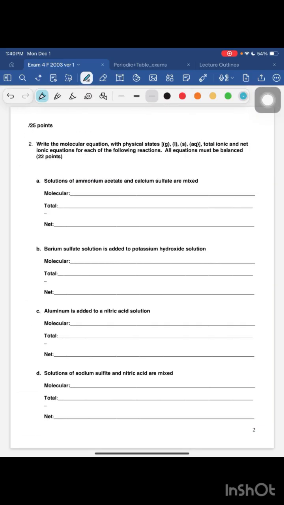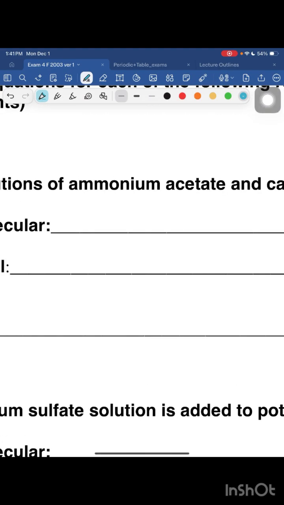Okay, so for our next section, we have the net ionics. All of these are going to be double replacement reactions, double and single replacement reactions. So for the first one, it reads that solutions of ammonium acetate and calcium sulfate are mixed. I'm going to start by figuring out our formulas.